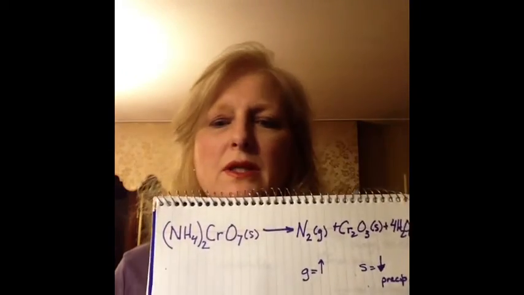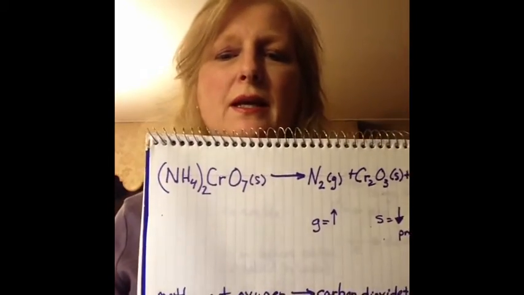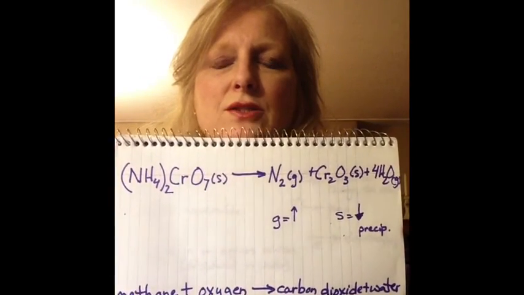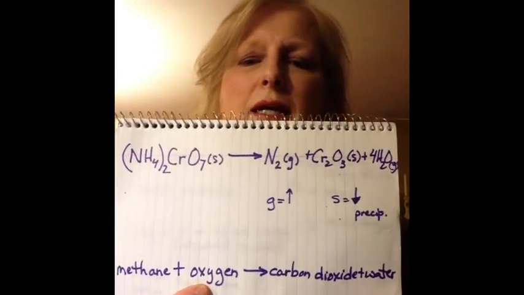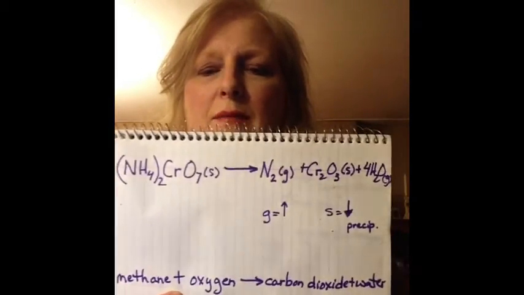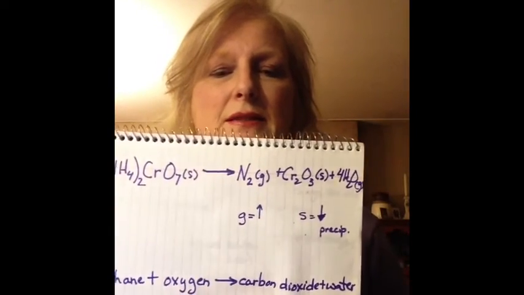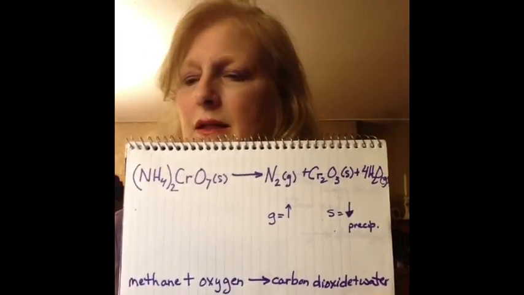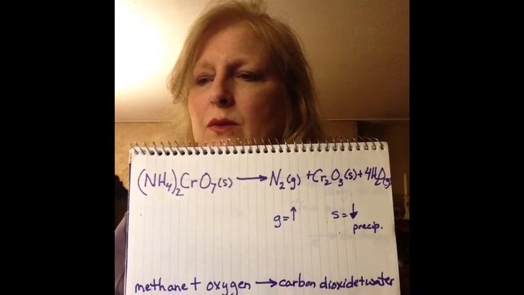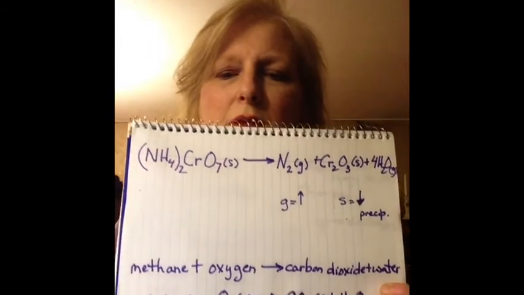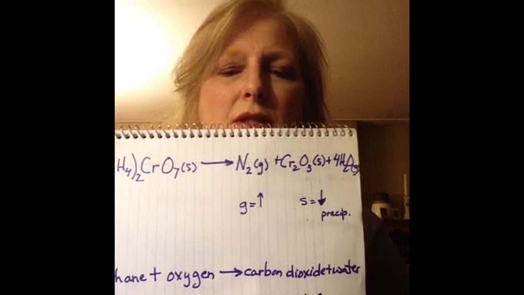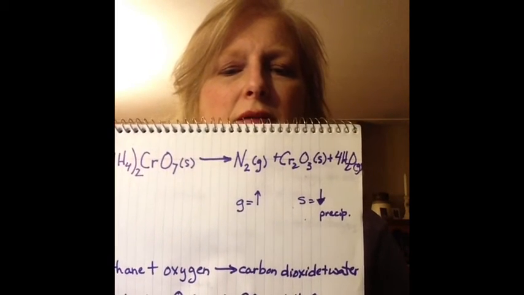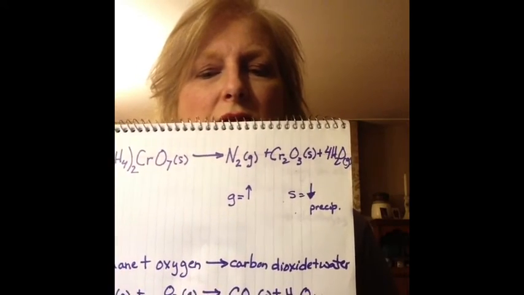All right, we could have word equations. We could see our equation as methane plus oxygen will yield carbon dioxide plus water. Okay, that would be a word equation. Methane plus oxygen yields carbon dioxide and water. Okay, we can convert that word equation to a chemical equation. Here we have methane gas plus oxygen gas yielding carbon dioxide as a gas and water also as a gas.